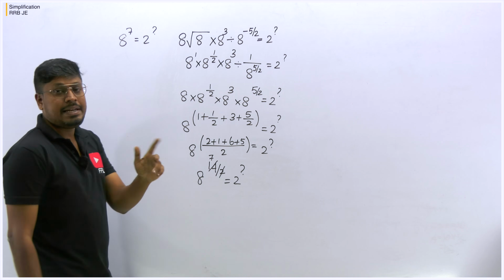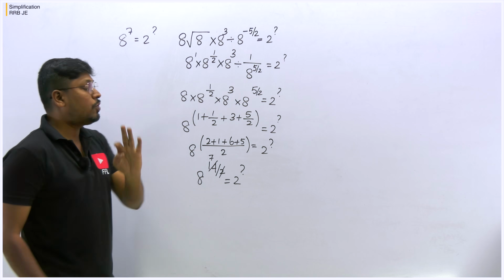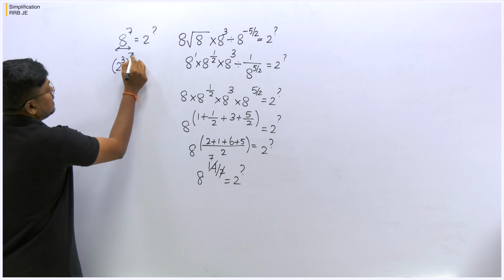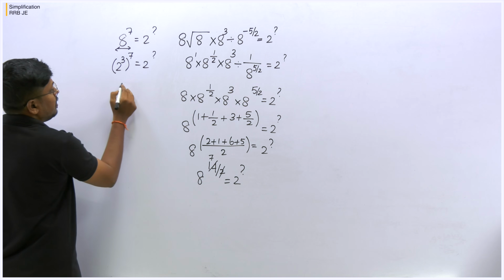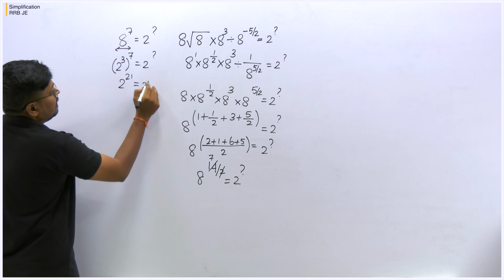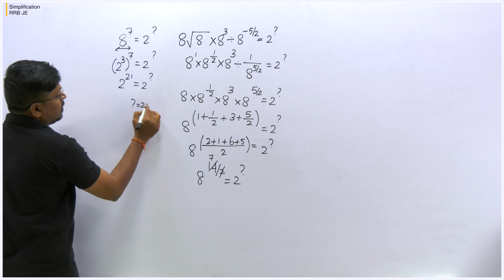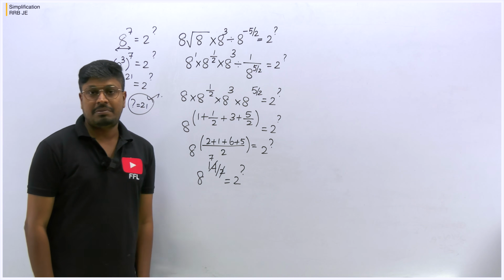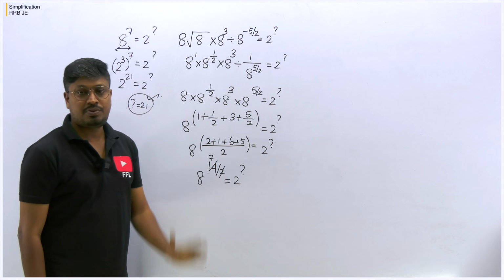So if you write 8 in terms of 2 power, it will be 2 cube. 2 cube is 8. So this 8 can be written as 2 cube. So 2 power 7 is equal to 2 power question mark. So 2 power 21 is equal to 2 power question mark. So question mark is equal to 21. So finally the answer for this question is: question mark is equal to 21.